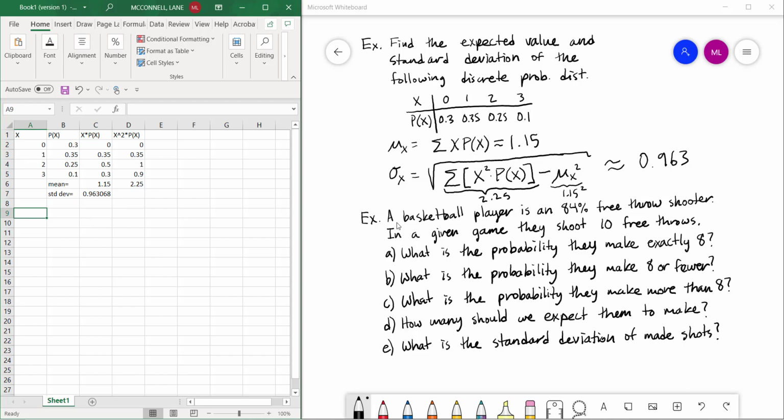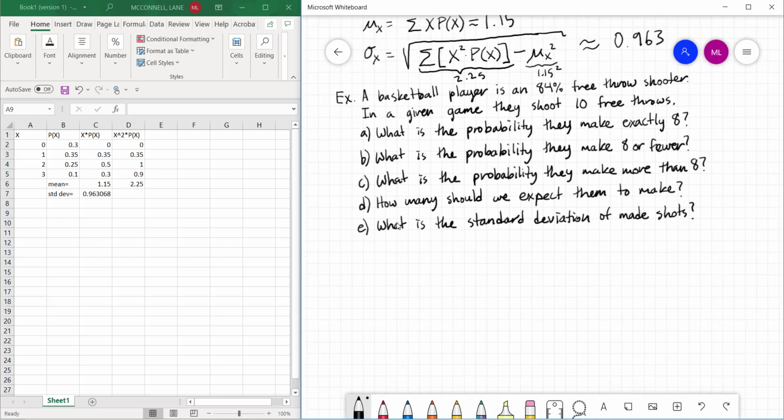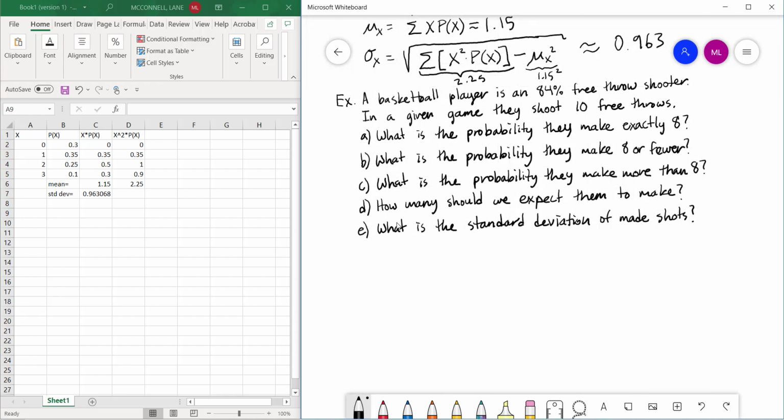So this one says a basketball player is an 84% free throw shooter. In a given game, they shoot 10 free throws. We went through the discussion of why this represents a binomial distribution in the video about using the calculator, but I'll just go through that again here now as well in case you didn't watch that video. But the idea is we want to make sure that this checks off the 5 conditions required for something to be a binomial distribution. The first criteria is that we have a fixed number of trials, and in this case, we've specified this person is going to shoot 10 free throws.